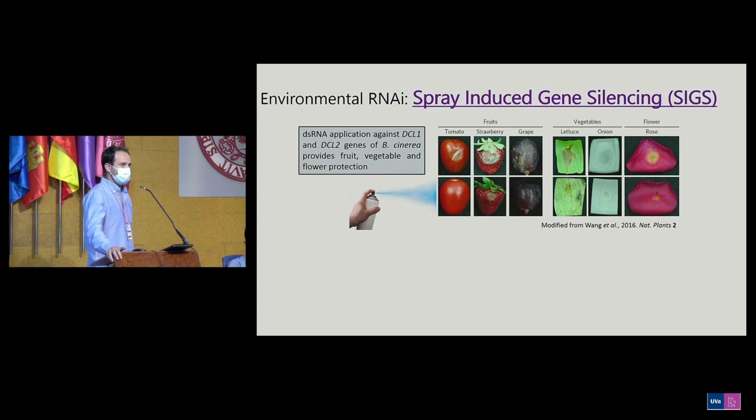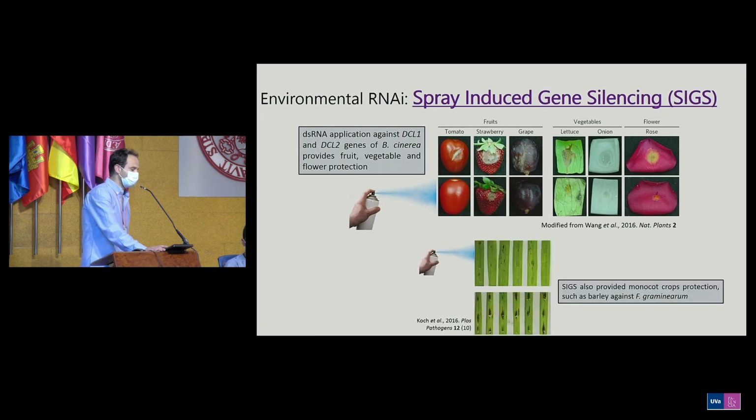Actually in Botrytis cinerea, which is a very important pathogen that can infect more than 1,000 plant species. So in here you can see how if you spray with your small interfering RNAs against a couple of genes that are important for Botrytis, and then you inoculate with Botrytis, you get a reduction of the infection in several plant materials. It has been proved in a lot of fungi, for example, in Fusarium graminearum, in monocots like barley or wheat, and it works.